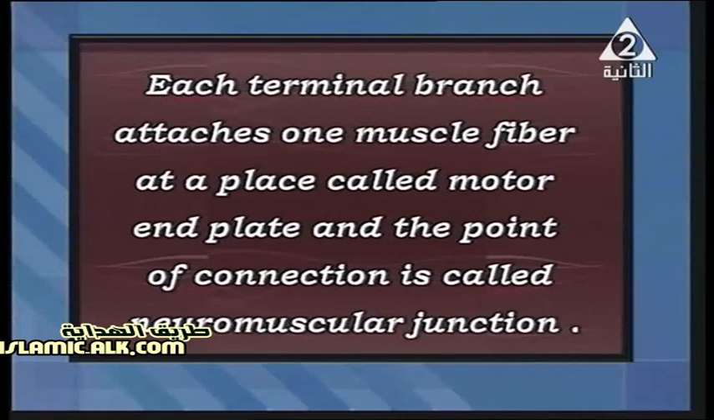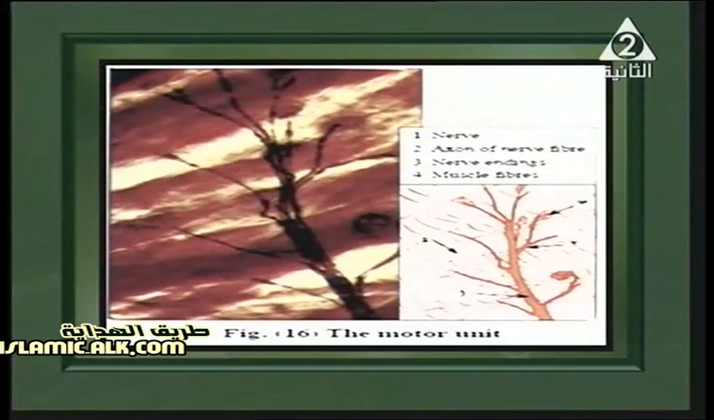What about the other end? The point of connection is called the neuromuscular junction. And this is the shape or form of the motor unit: different branches, and each one of them is connected by two points.